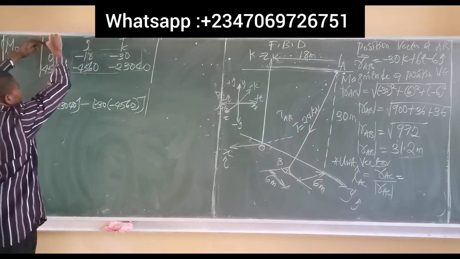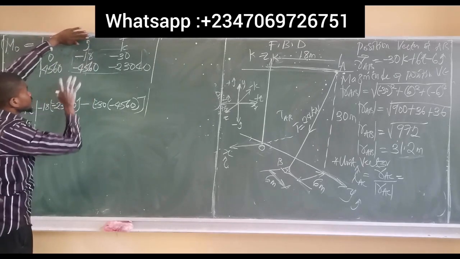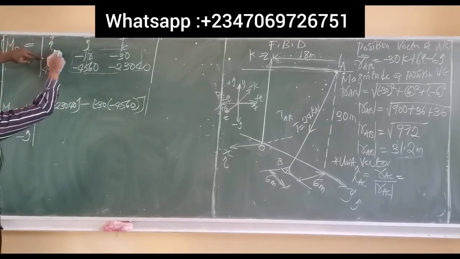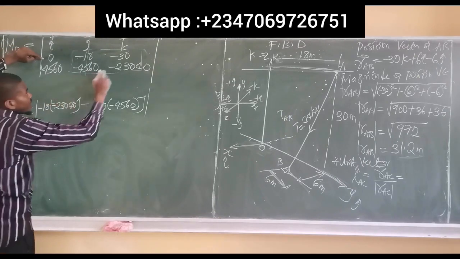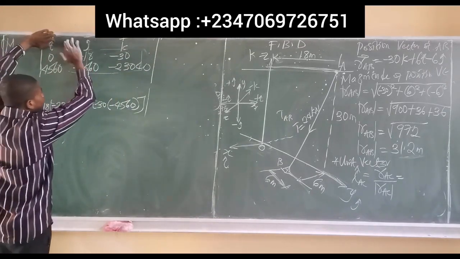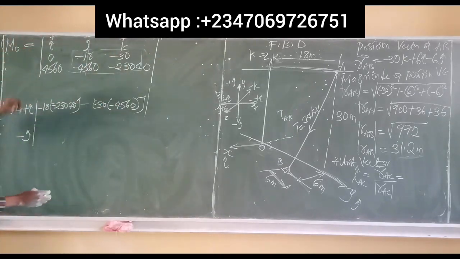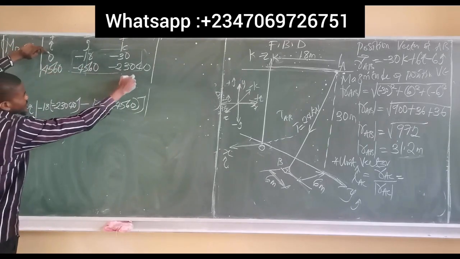So, if I block this column and this row, which means I'm not going to be seeing this again, this column and this row has been blocked. I am only left now with 0 and 4560 minus 30 and 23040. So I'm blocking the J column and the row as well. So I only have 1, 2, 3, 4 to be seen.